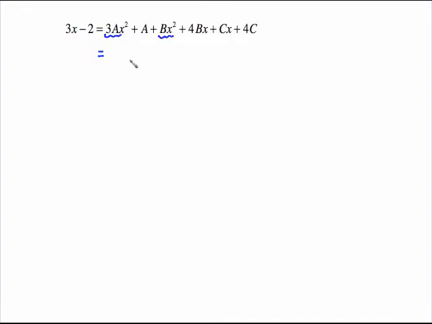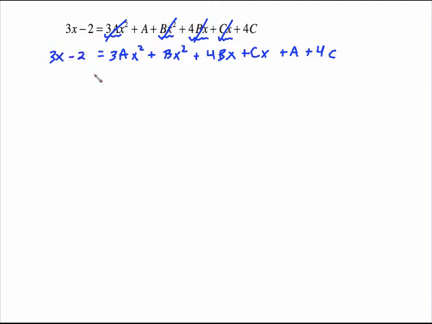These are both x squared terms, so I'm going to write this as 3Ax squared plus Bx squared. And then I cross these out because it's very easy when there's so many terms to lose something along the way. So that's the only x squared items I have. Then I have these that are the x terms. So this is plus 4Bx plus Cx, and cross those out. And then A and 4C are the only ones that are constant. So plus A plus 4C, still equal to 3x minus 2 on this side.